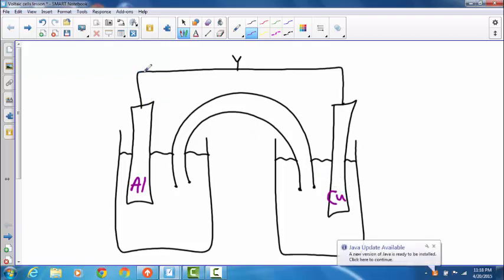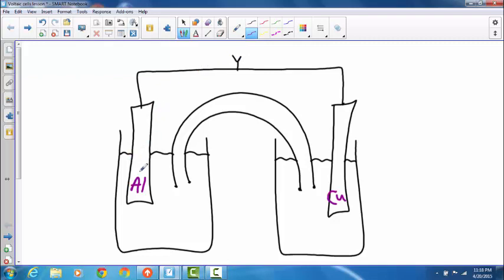These two metals are connected by a wire, and the wire has a voltmeter. You can set something up to read the voltage that's going through. So when electricity goes through a wire, it's really electrons going through a wire, and you can measure the amount of power that is possible from that.